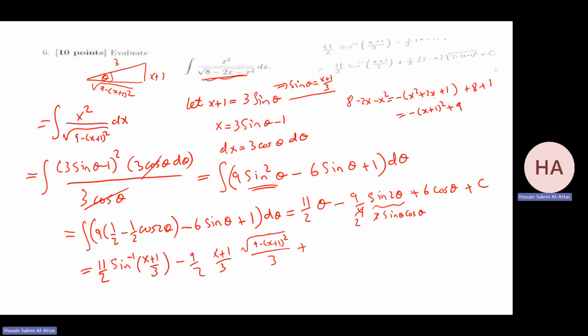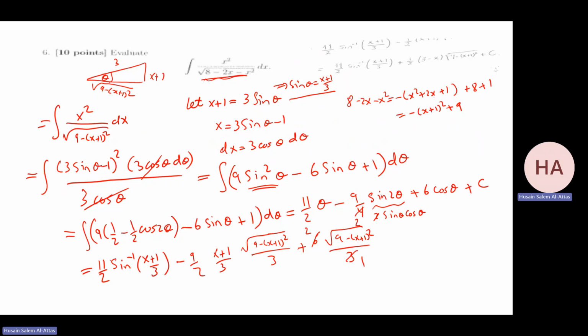What's the integral? What's its cosine? Cosine is the square root of 9 minus (x plus 1) all squared over 3. This is 2. This is 1. Okay. Yeah, let me check. I think there is a minus sign somewhere.